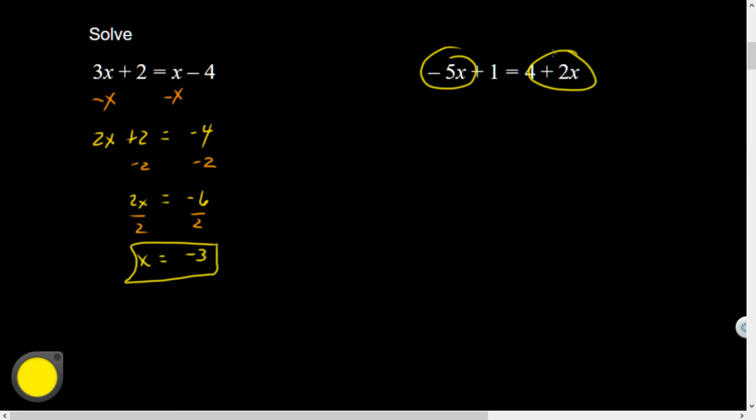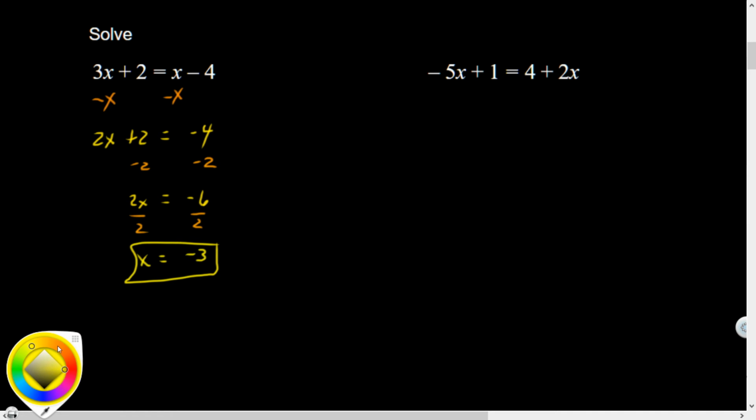-5x or +2x? -5 is the little guy. -5 is less than +2. I'd rather have $2 than owe someone $5, right? So -5x is the little guy. How do I move a -5x? I gotta add 5x to both sides.